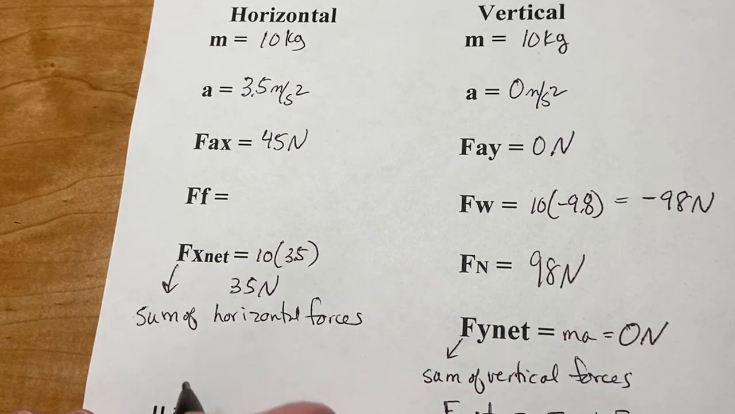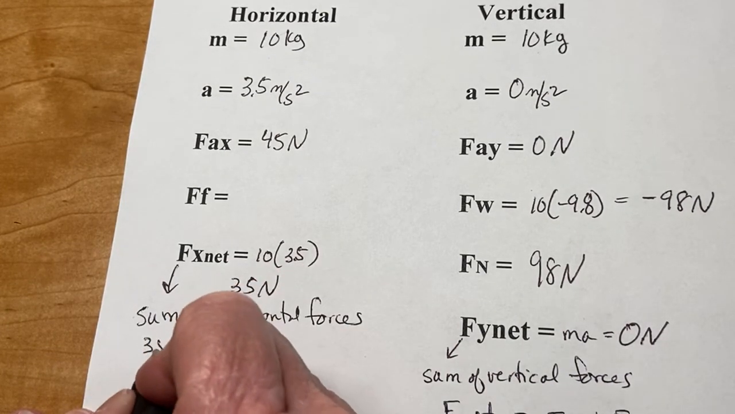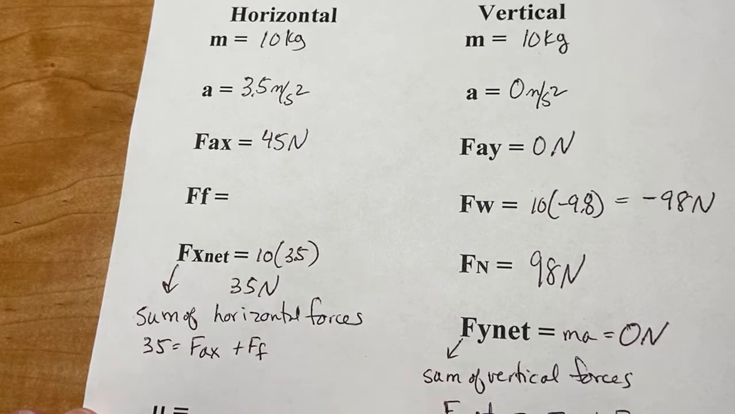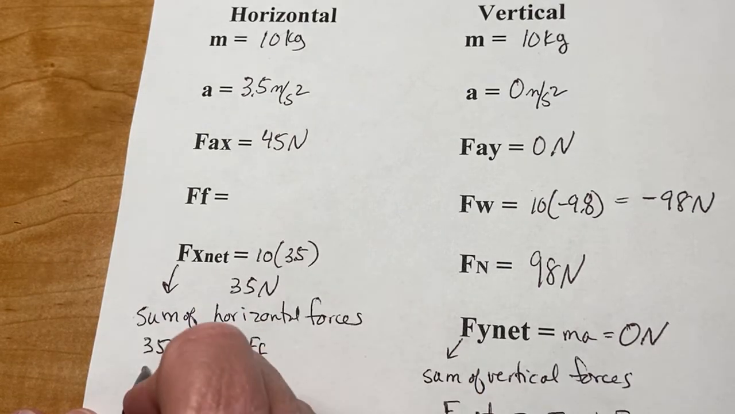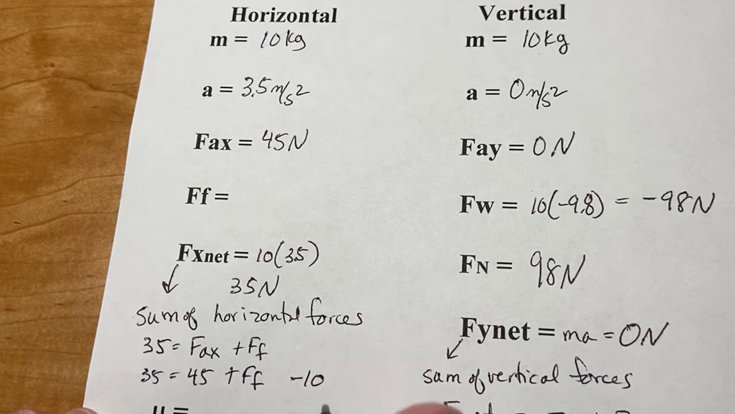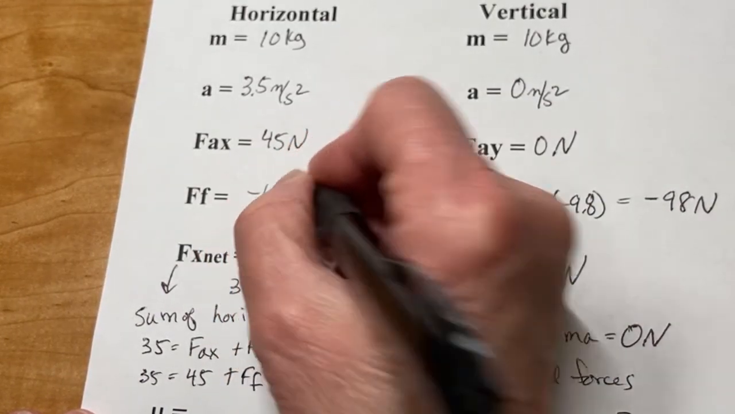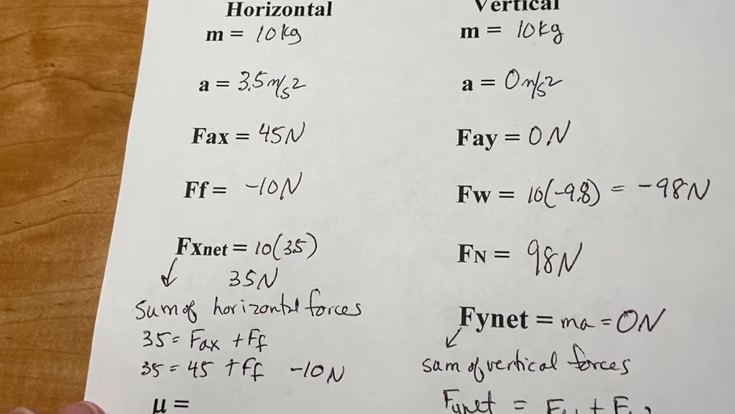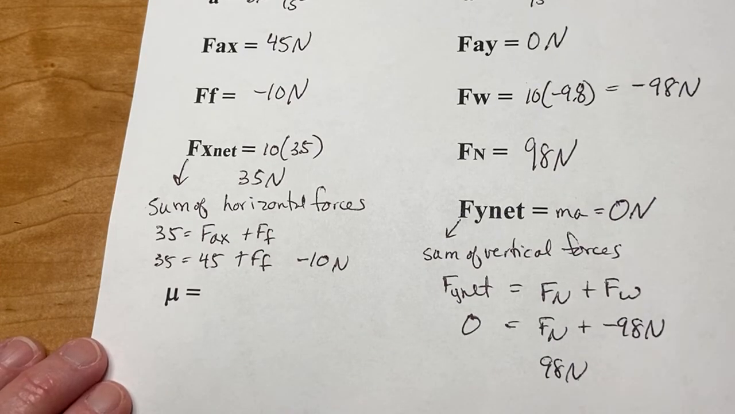Okay, so in this case, it's the same thing. So now 35 equals FAX plus FF. Well, FAX was 45, so 35 equals 45 plus FF. That means FF has to be negative 10. Right? Negative 10 plus 45 would make 35. Now, technically, this would be static friction. I don't always make a big difference. It's just a technicality because accelerating means you started it.